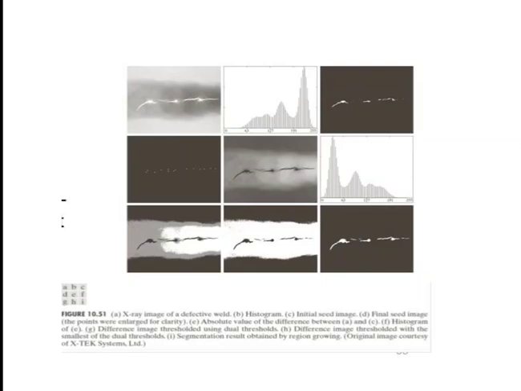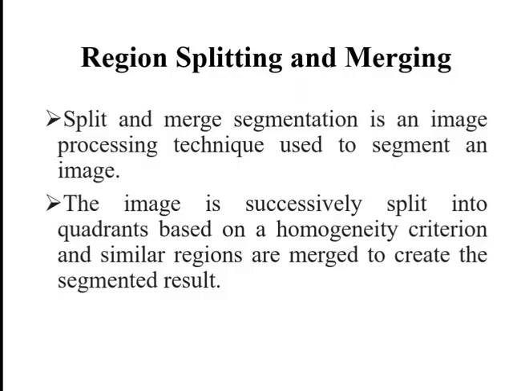Figure S shows the result of thresholding the difference image with only T1. The black points are the pixels for which the predicate was true; the others failed the predicate. The next topic is region splitting and merging.